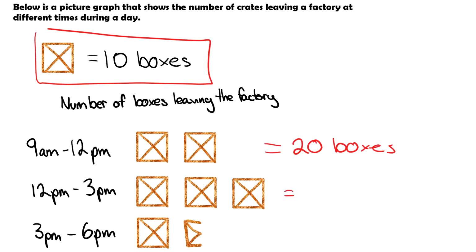In the next, we have 3, so we have 30 boxes leaving. Because we have 10, 10, 10, 10, 10, and down here we have 10, and then we have half a box, so 5. So down here we have 15 boxes leaving between 3 PM and 6 PM. So it's important to note what each box or picture that they give you represents, and then to use that to answer any questions that you are given.